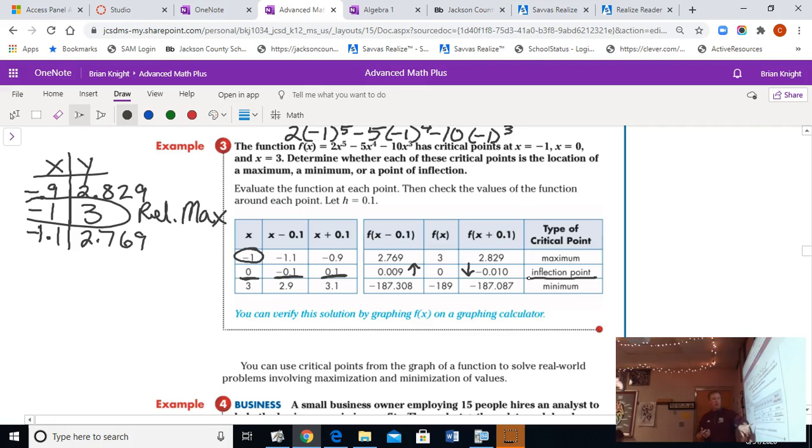Okay? And then at 3, a little to the left would be 2.9. A little to the right is 3.1. To the left, we get -187. To the right, we get -187. And in the middle, it was -189. Well, both of those, I know they're negatives, but they're actually bigger, right, than -189. So it is a minimum.